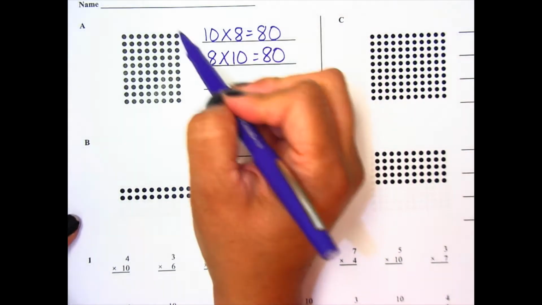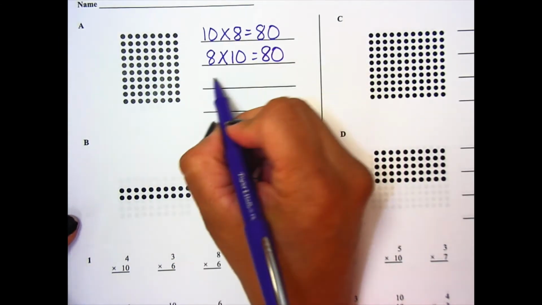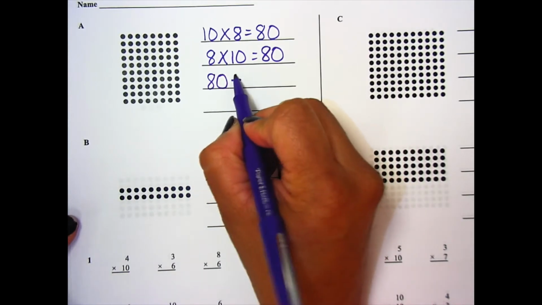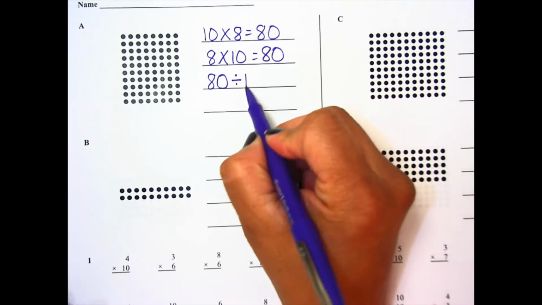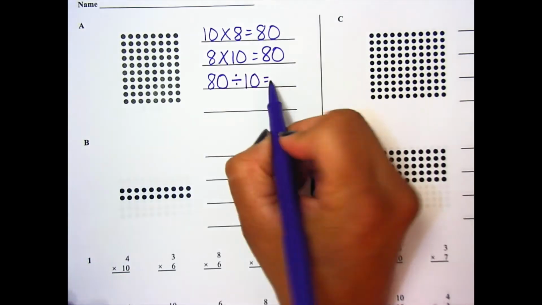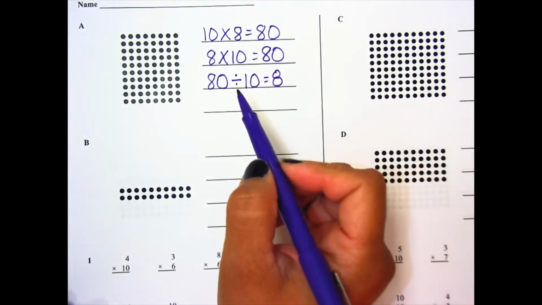Okay, division. How many did we have in all? We had 80 in all. That was our total. So that's our dividend. And we know we have 10 rows. So we're going to divide by 10. That's our divisor. Equals 8 in each row. So 80 divided by 10 equals 8.